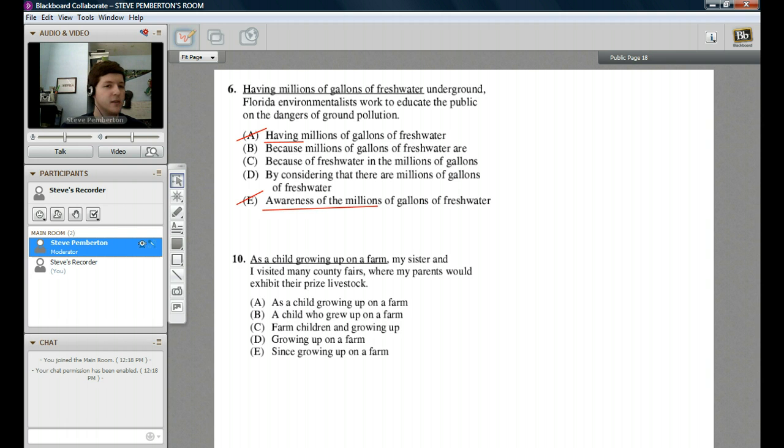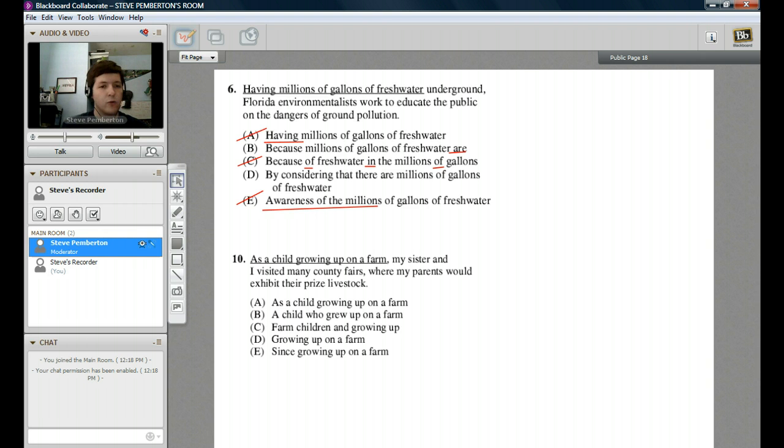Looking at the remaining choices, we need to find new errors to get us down to the final choice. So let's compare two at a time, B versus C first. Because millions of gallons of fresh water are underground, or because of fresh water in the millions of gallons underground. It's better to choose something that has a nice verb for us, the word are, than it is to choose a bunch of prepositional phrases trying to describe what's underground. So C is not going to be preferred.